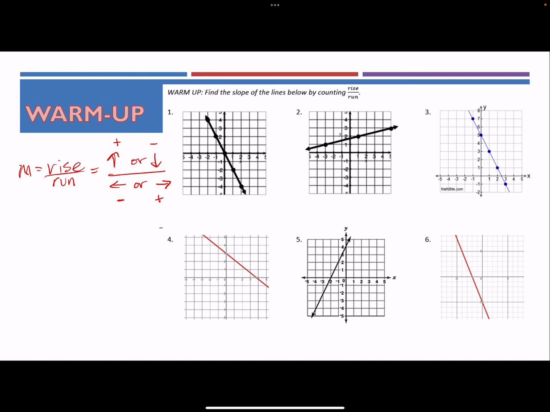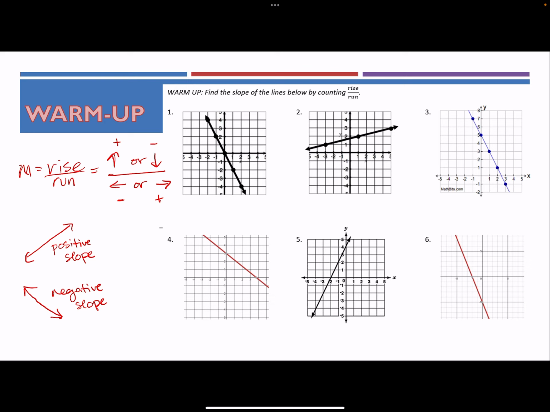Another reminder, just generally, if your line is moving from left to right and increasing, it's going to have a positive slope. And if your line from left to right is moving in the downwards direction, it's going to have a negative slope. So when you find your rise over run values and simplify, you should get either a positive or negative answer. So let's look at number one.